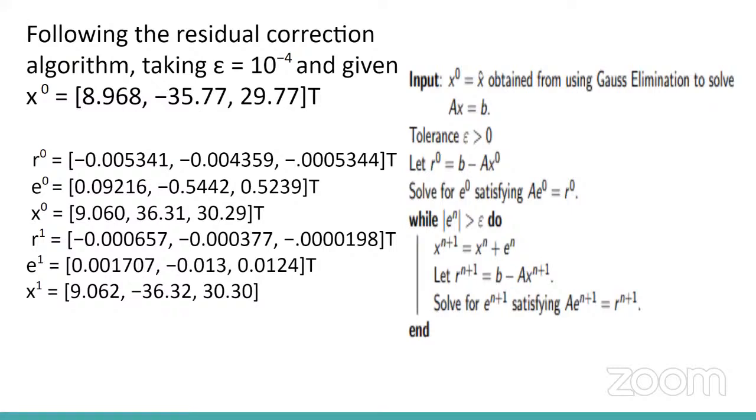So having used Gaussian elimination to get your X naught, which is 8.968, minus 35.77 and 29.77, which is the initial approximate value of your X, then we are trying to look for the residual. That's the initial value, which is R naught. So we recall that from this algorithm, our R naught is equal to B minus A X naught. Okay, remember I stated this formula in the beginning. So we are using this to get our residual.